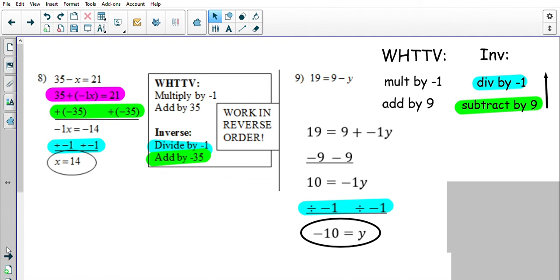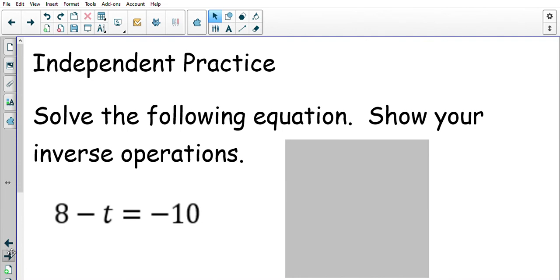All right, I have one for you to try independently. So just like before, pause the video, give this question a try, and then we'll take a look at the solution.